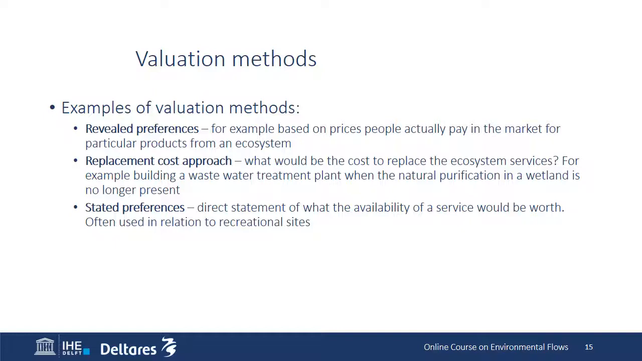Another example of a method is the stated preference method. That method is often used for valuing cultural services and recreational services, for example, by asking people what they are willing to pay to maintain a certain ecosystem. So sometimes this is done by asking people what they would be willing to pay to travel to a certain natural area, or what they would be willing to pay to access a natural park, for example.